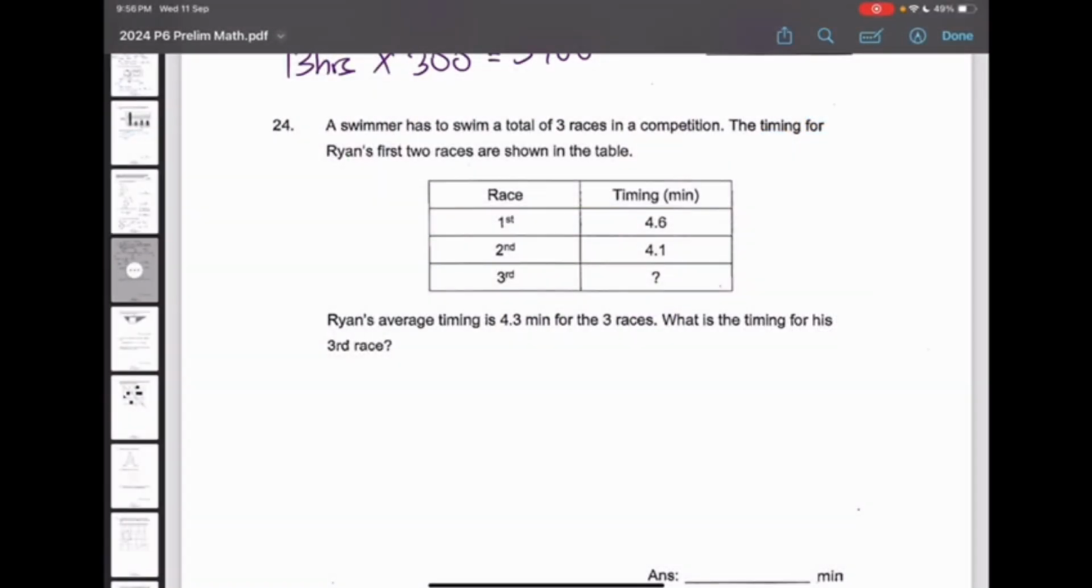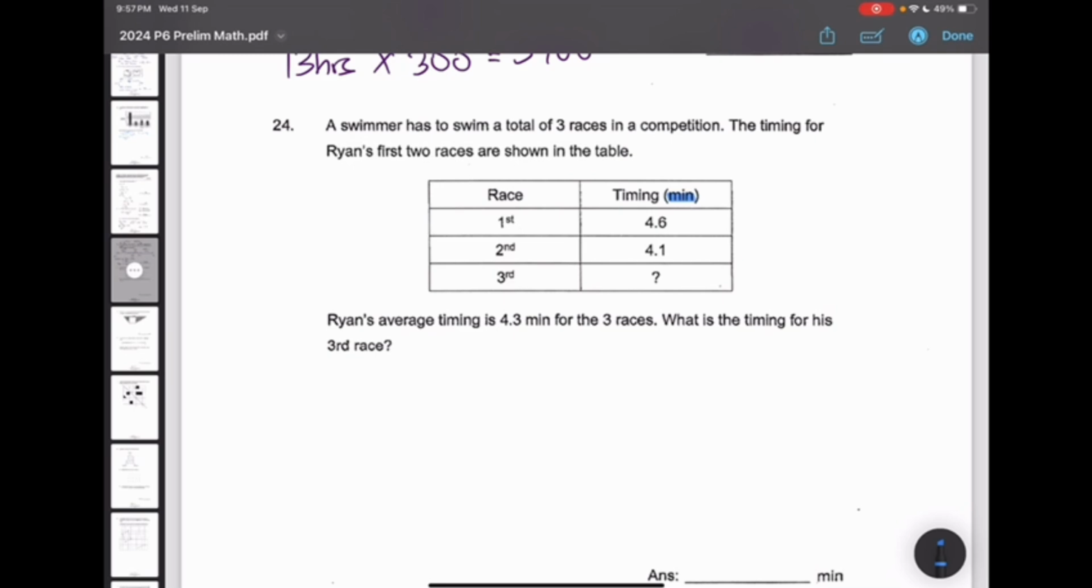Moving on to question 24. Let's read the question together. A swimmer has to swim a total of 3 races in a competition. The timing for Ryan's first 2 races are shown in the table. Let's look at the table below. It says for the first race, his timing was 4.6 minutes. We want to take note that this is in minutes. For his second race, he did it in 4.1 minutes.